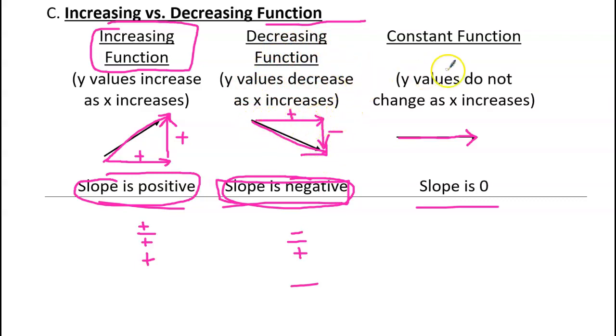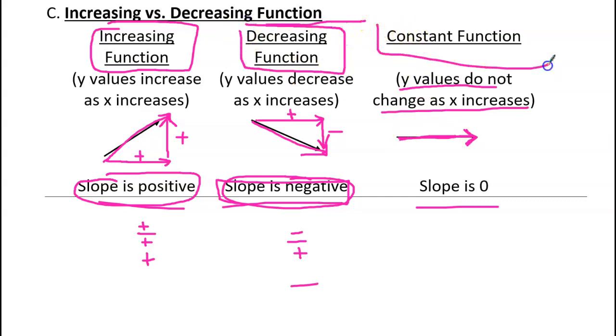Okay. A constant function is a function where the y values don't change at all as x increases. So we are going to the right, so x is increasing, but the y values don't change. The function doesn't go up and it doesn't go down, so the y values aren't changing. Okay, so that's what a constant function is. So we have increasing function, decreasing function, and constant function. Okay.